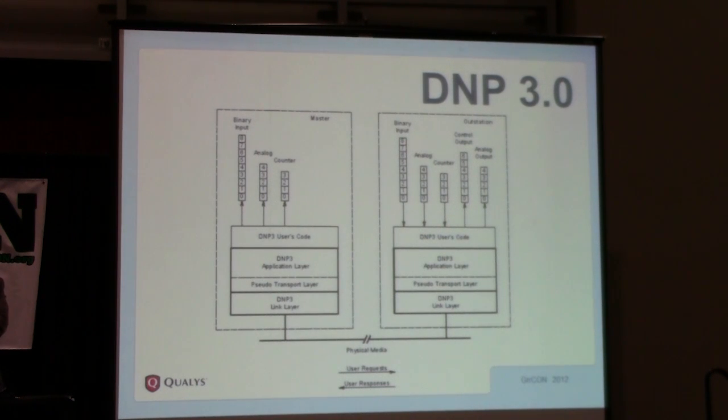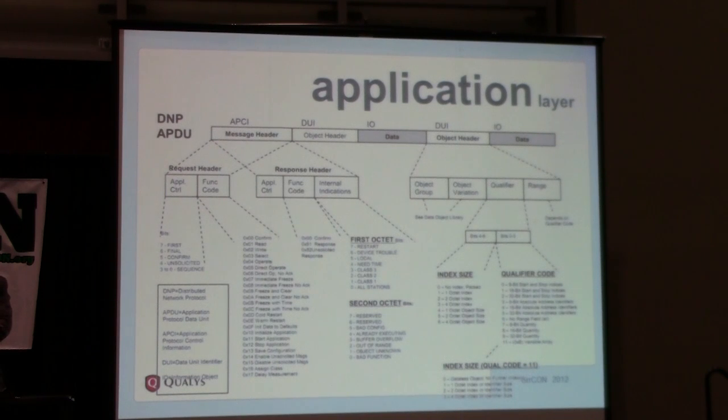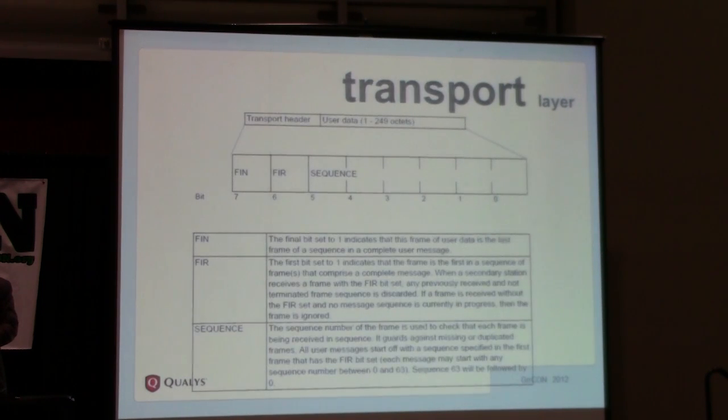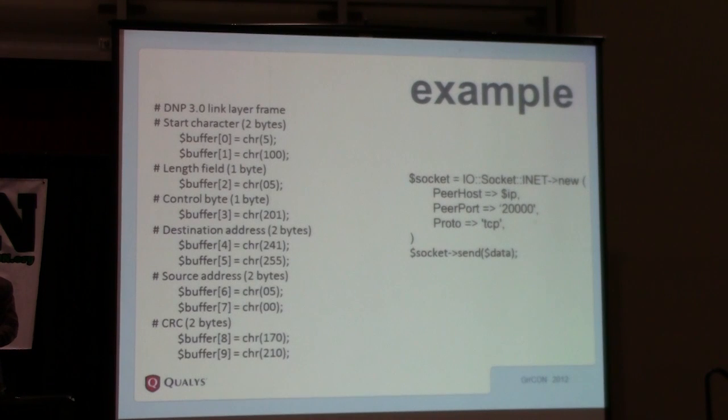So this is what DNP3 looks like in a textbook or in the RFC. It has a user application layer, a pseudo transport layer, and a link layer. Again, we won't go into a lot of details about DNP3, but all you have to know is it has similar things: a request part and a response part. You send a request saying this is a read request, or this is a write request, and you get a response.